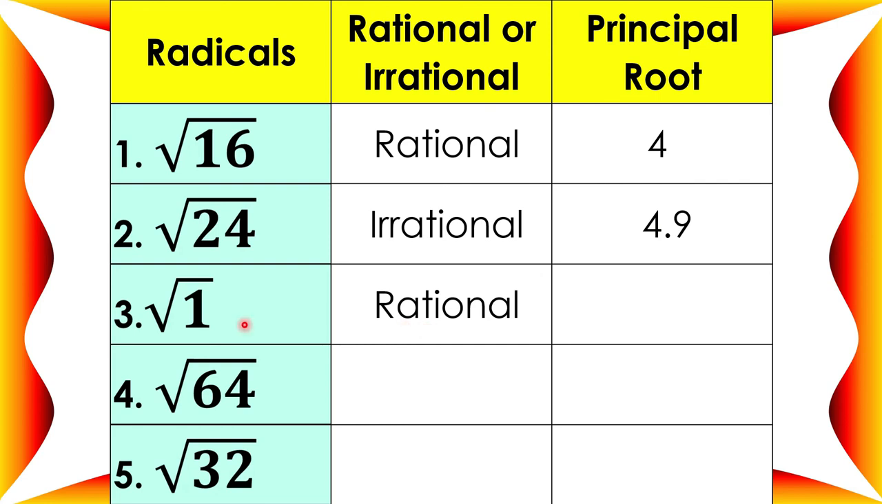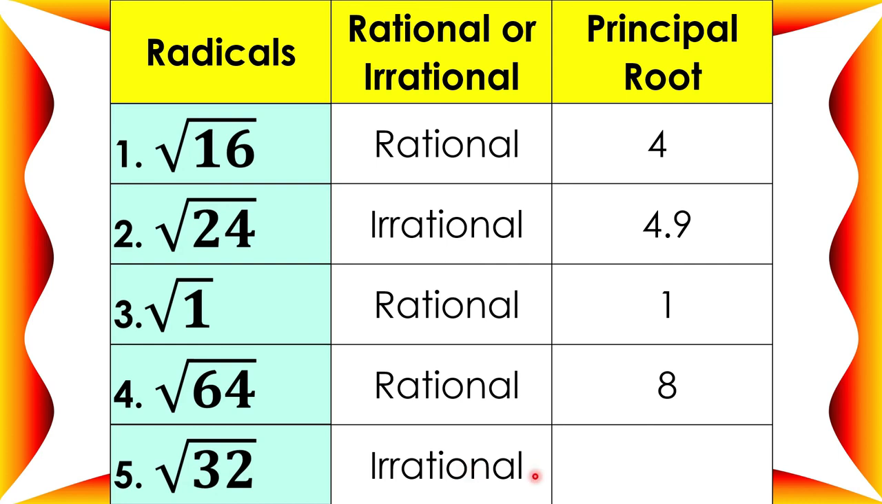Next is square root of 1, we have rational because we have 1 times 1 and 1 is our principal root. Square root of 64 is also rational because we have 8 as our principal root. And for square root of 32, we have irrational because we will have a decimal number, so 5.7. I just rounded off to the nearest tenth for the decimal numbers, so 4.9 and then 5.7.